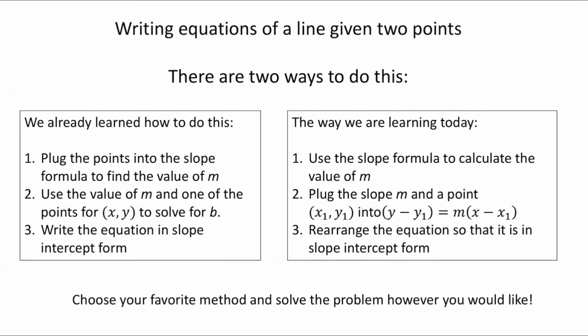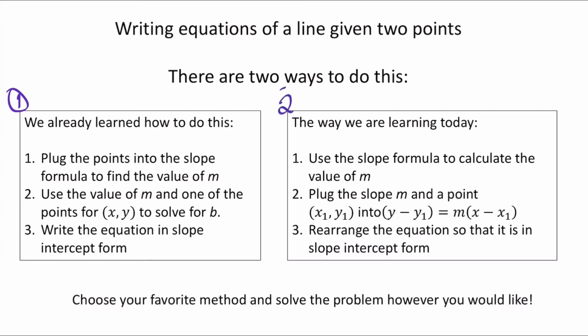So when we have the slope, now we can write the equation of a line. There are 2 ways to do this. Method number 1, we talked about back in Unit 3. You'll start off with the slope formula, like we just did, and then you use the value of m and one of the points to solve for b. And then you can write the equation in slope-intercept form.